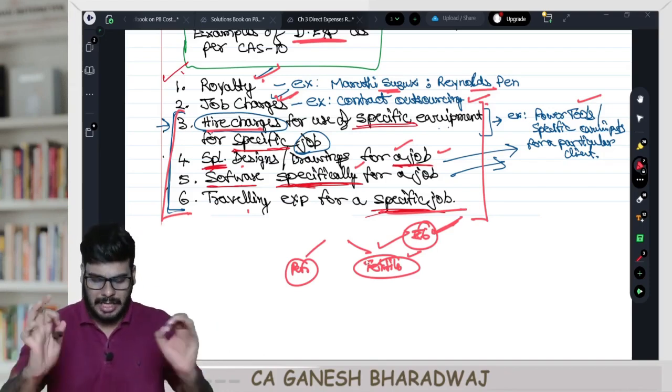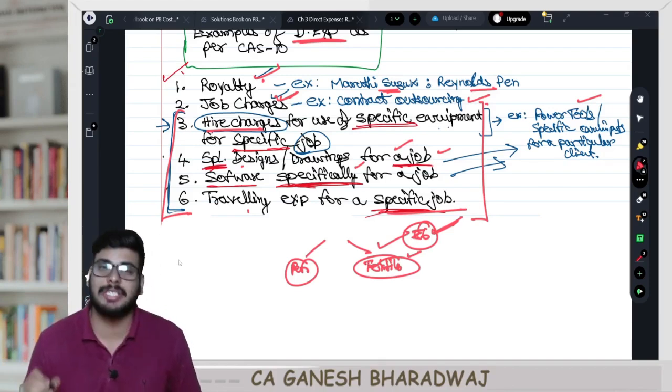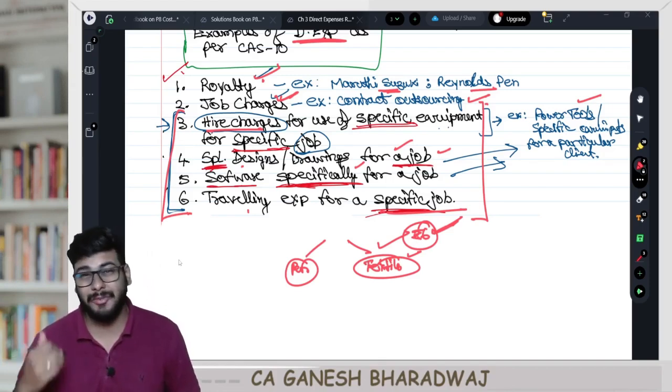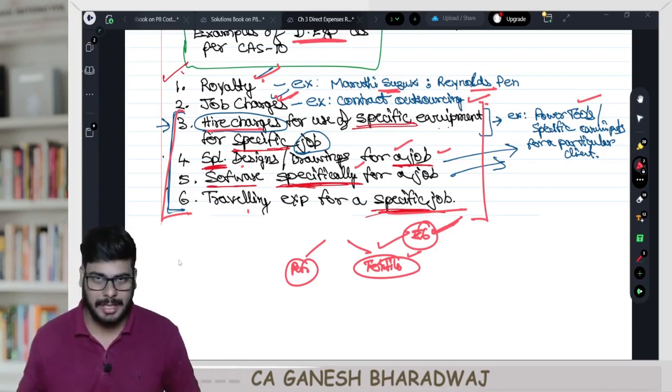Are you clear with this? This is all you need to know. But one very important thing is these four costs are all coming under the category of job costing sector. Now in your institute study material or nowhere, they have not given this explanation, number one.